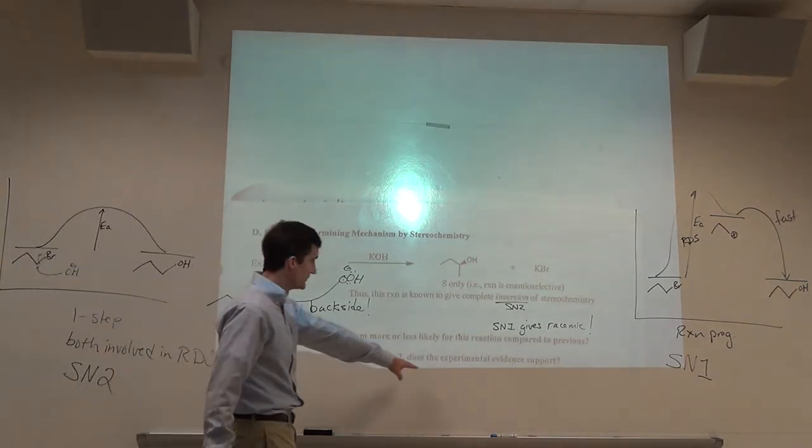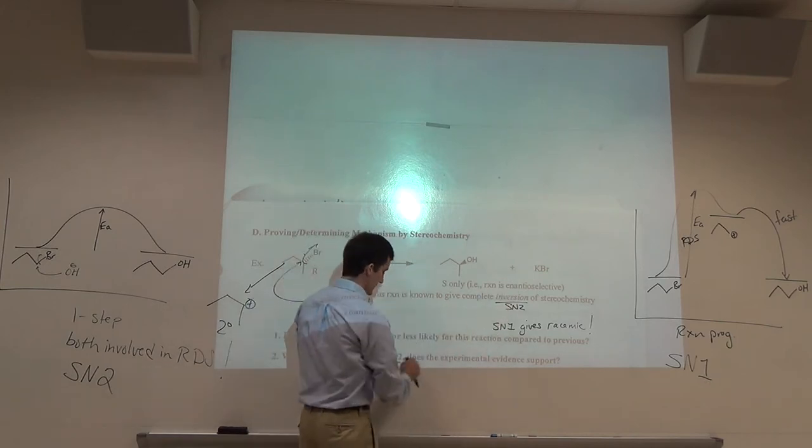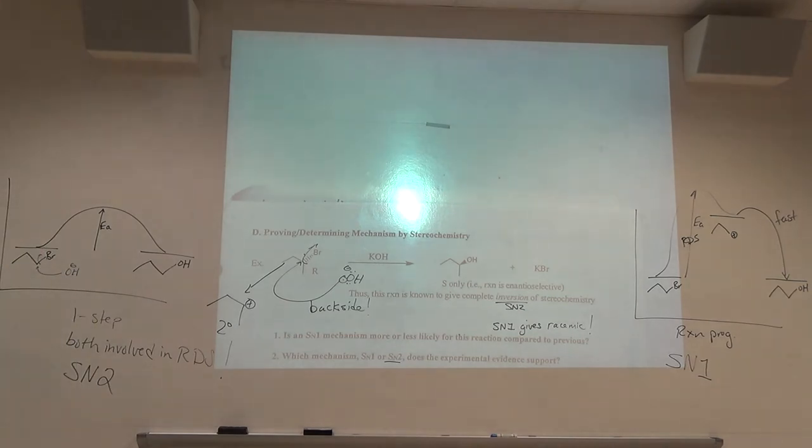Which mechanism does the experimental evidence support? Well, SN2. The experimental evidence was the inversion. Mark. Okay, so if the product was not given, how would you judge if it's SN1 or SN2?